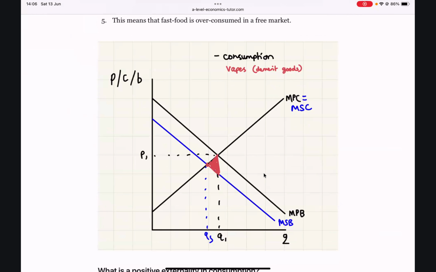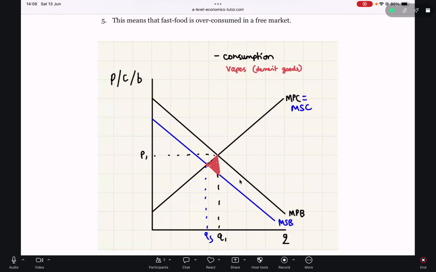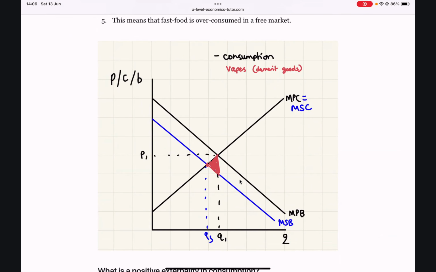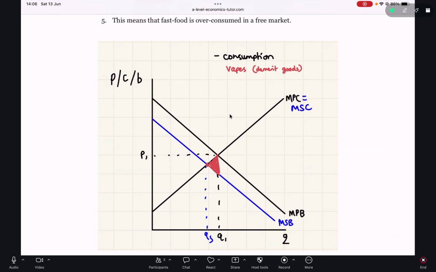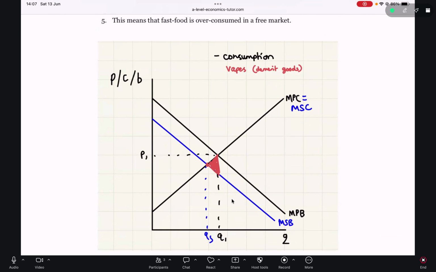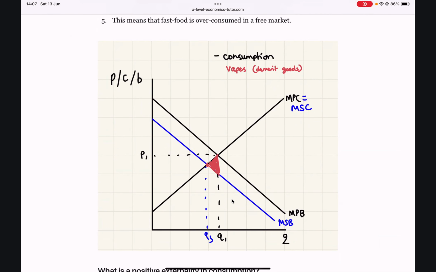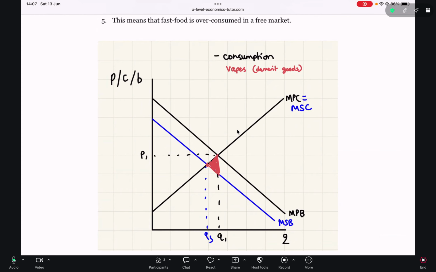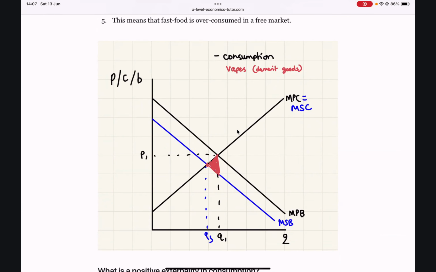I'll type it out in full and you can read that properly. It doesn't have to be word for word. There are different ways to write it, but the idea is you're covering the difference between MPB and MSB. You're covering whether it's an overproduction, underproduction, overconsumption, or underconsumption, and why. The reason is that these externalities are ignored by the buyer and the seller. That's it for market failure, and then you just need to know the 4 examples, how to write about them and draw them. We now are going to move on to government intervention, which is the different ways to resolve or reduce these market failures.